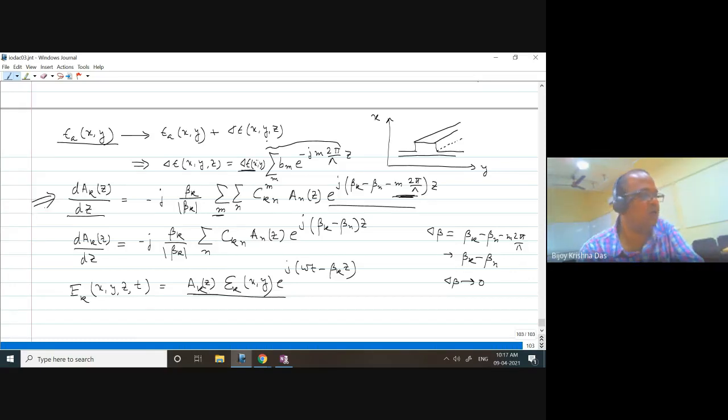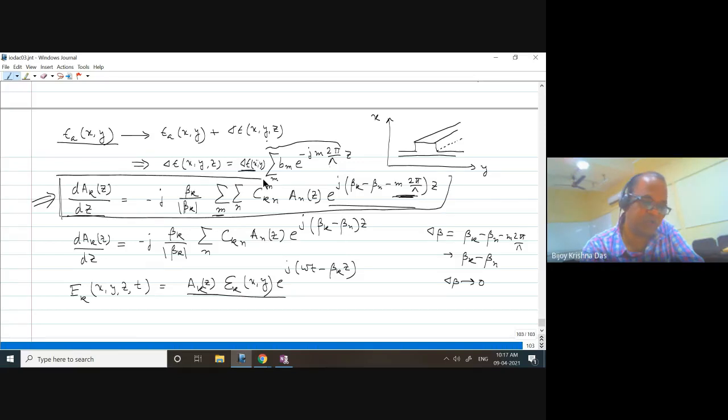I hope till now everything is clear, right? So now the next thing is that we'll take a special case, considering this periodic perturbation first, and then I will come back to this. If there is no periodic perturbation, just uniform perturbation, then what would be the situation?